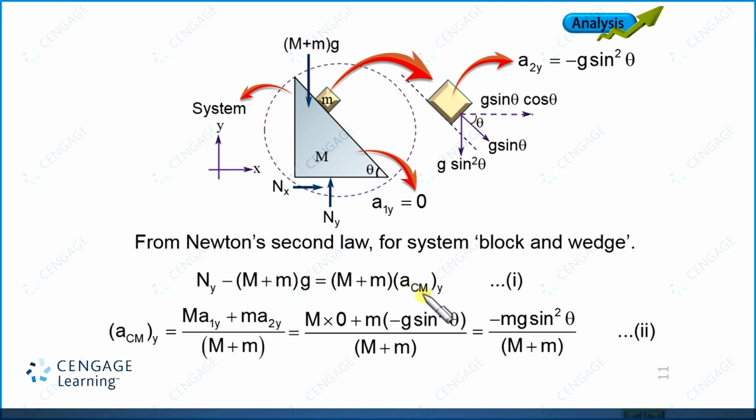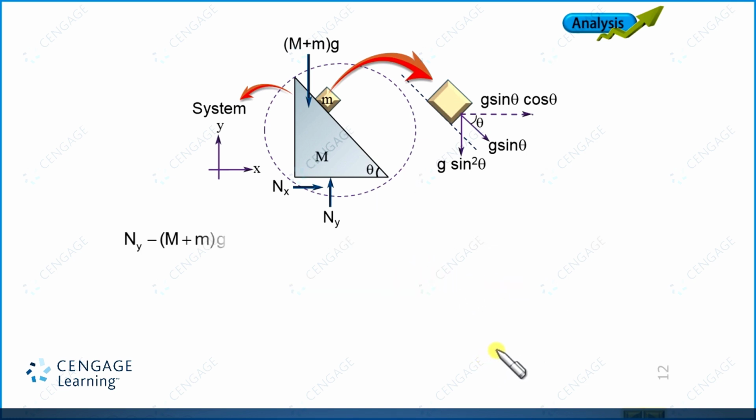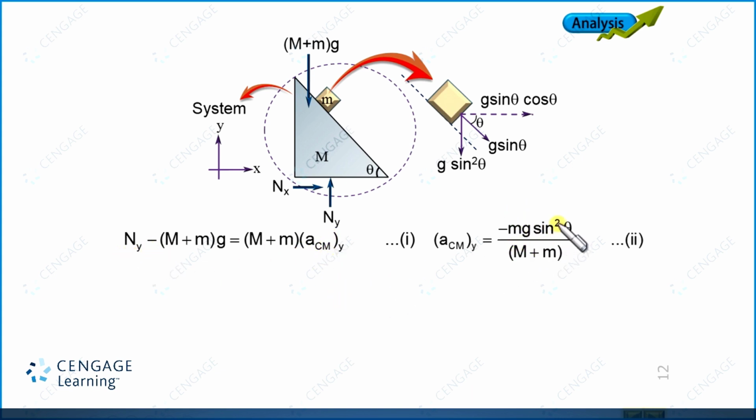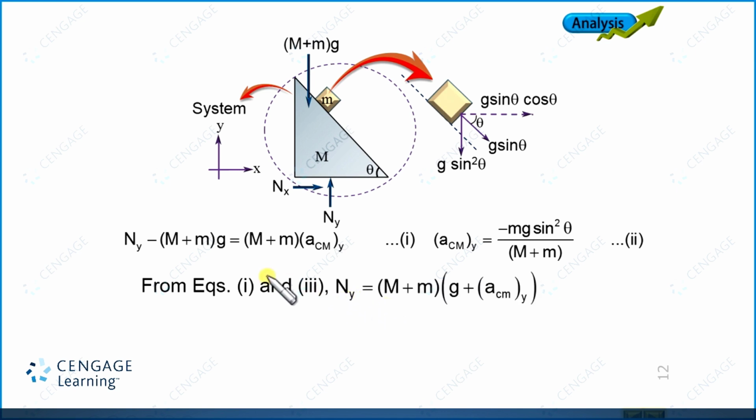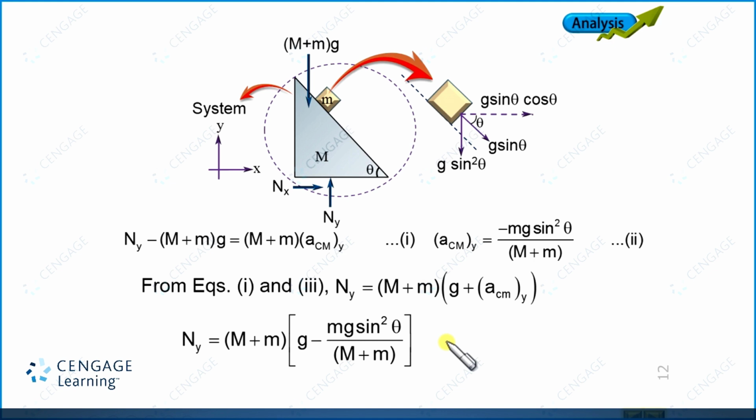Now let us substitute the value of the acceleration of center of mass in equation number 1. This is equation number 1. Now we will substitute this value, minus m g sine square theta divided by capital M plus small m. So let us solve this equation. We'll have Ny equal to capital M plus small m times g plus ACMY. Now substituting this value, this finally gives capital M plus small m multiplied by g minus m g sine square theta. This is the reading of the weighing machine, or we can say the reading of the spring balance.